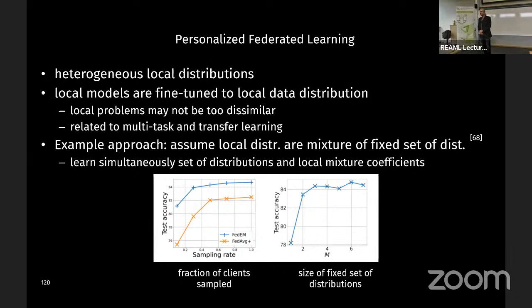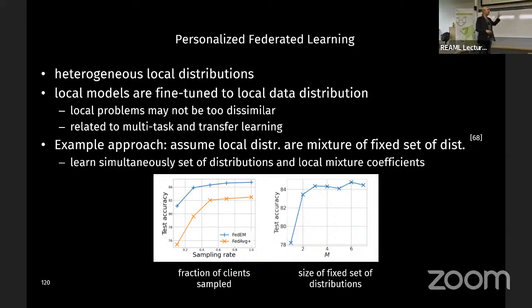And the idea is you have local models that are specialized on local data, but still they learn from others and try to collaboratively solve the same problem. And this has huge relations to multitask learning and transfer learning. And the borders between those are very, very gray. Of course, problems may not be too dissimilar. If they are very dissimilar, then you cannot transfer any information.